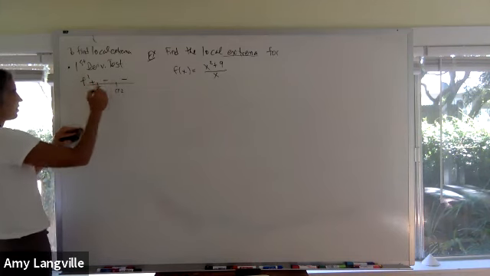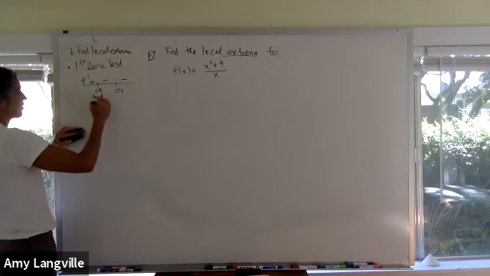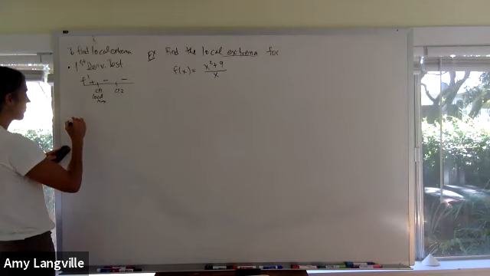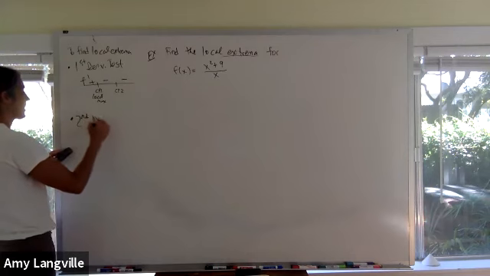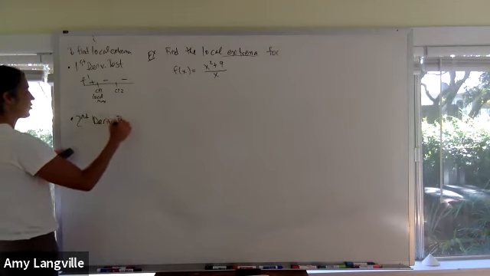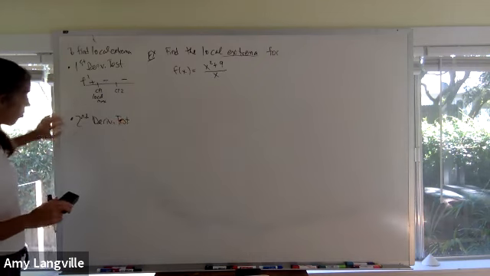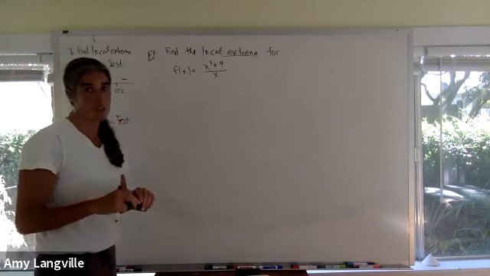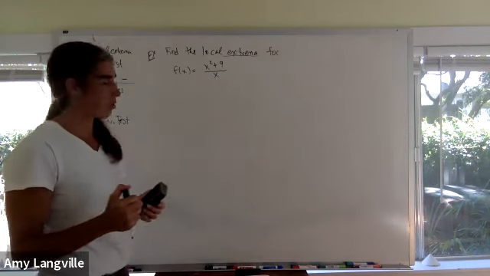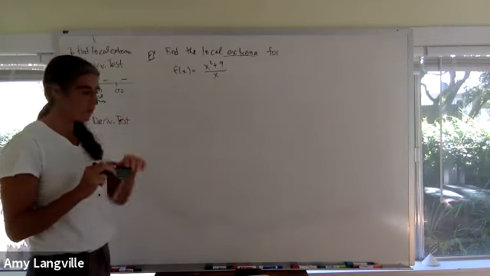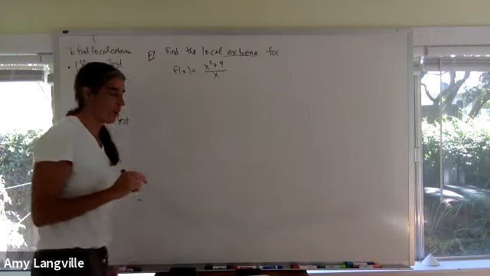Because this went from increasing to decreasing, local max. Because there was no sign change, just a CP. This time, the second derivative test is just an alternative to that. You can do the first derivative test, or you can do this new second derivative test, just another way to find local extrema.